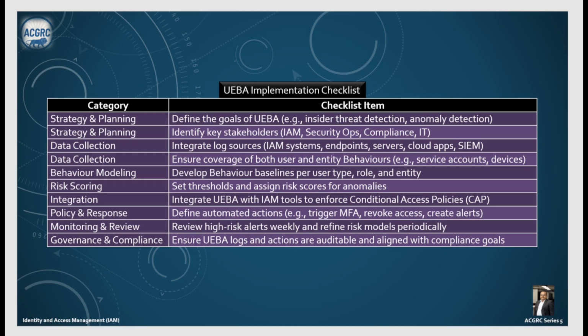Once done, then you develop a behavioral baseline. This baseline is per user type, per role, per entity. Once done, then you set the thresholds and assign risk scores for anomalies. Then integrate UEBA with IAM tools to enforce the CAP, or the conditional access policy. That's the sequence.